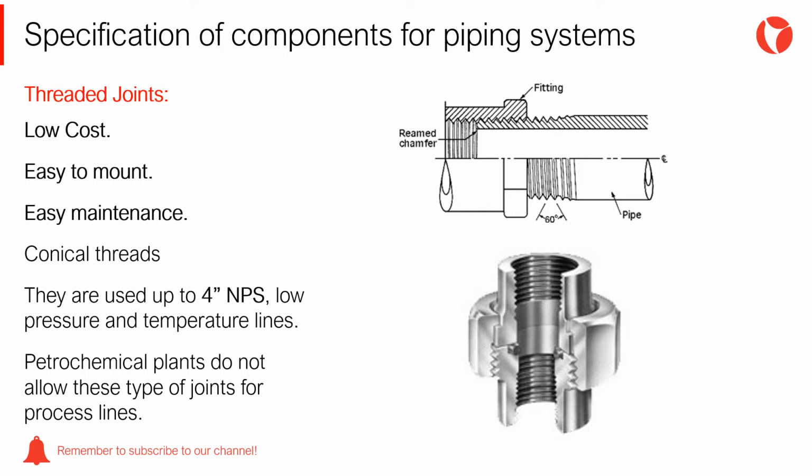Threaded joints are a great solution for systems with low pressure and temperature requirements, mainly due to their low cost, easy implementation and easy maintenance. These joints are tapered to prevent leakage, and fittings are available up to 4 inches NPS. The petrochemical industry does not allow these joints for process lines.